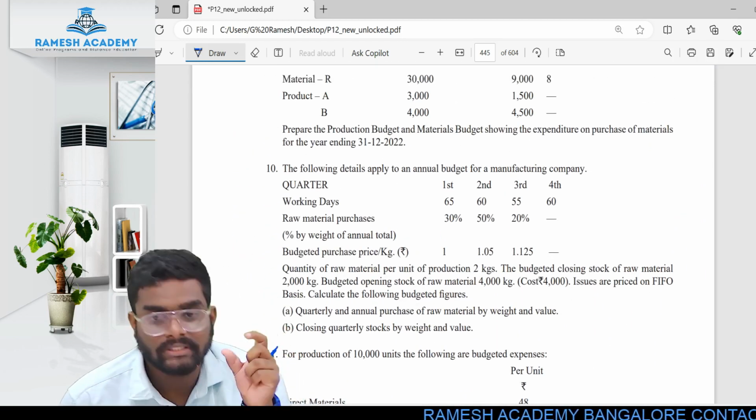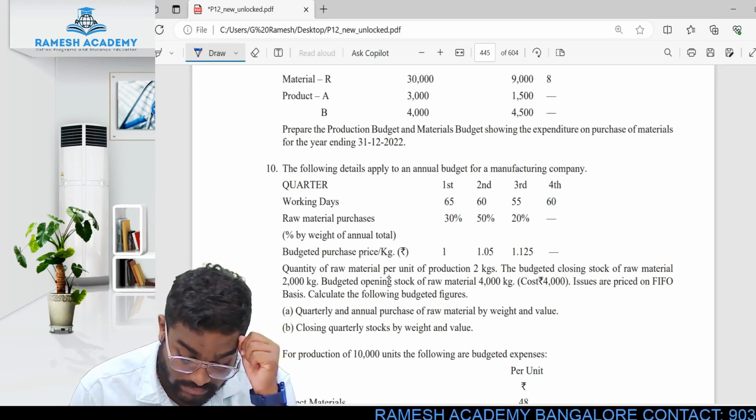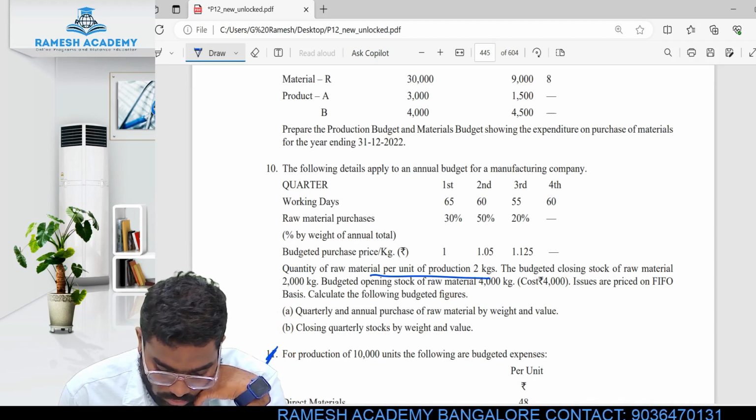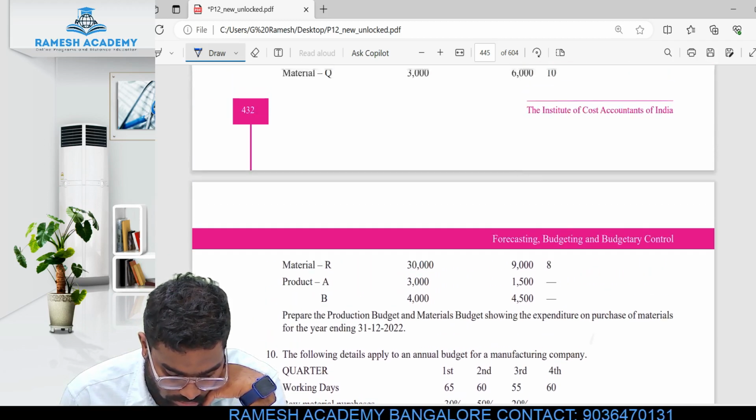So in the 10th question there is a problem. They have not given the production, so we'll find that out and check in the next session.